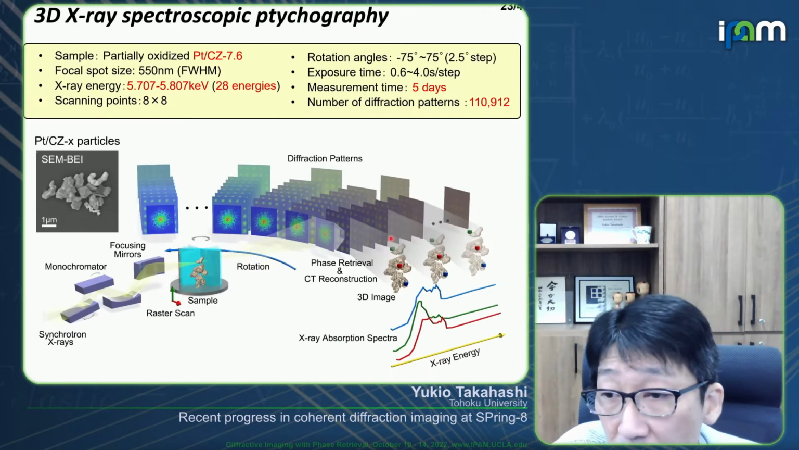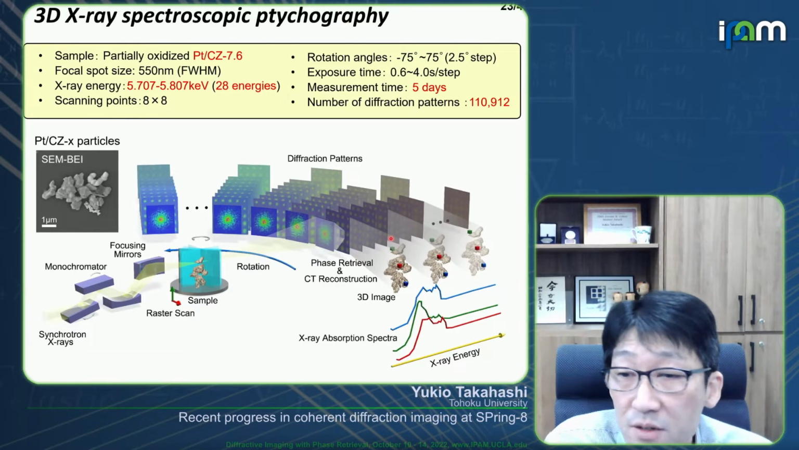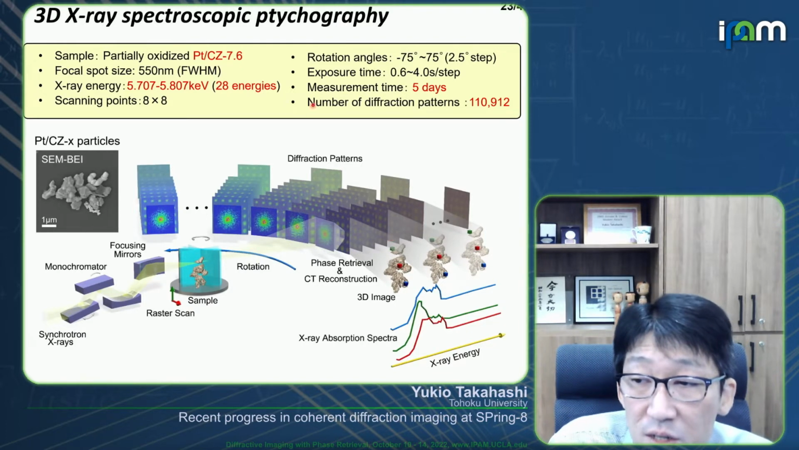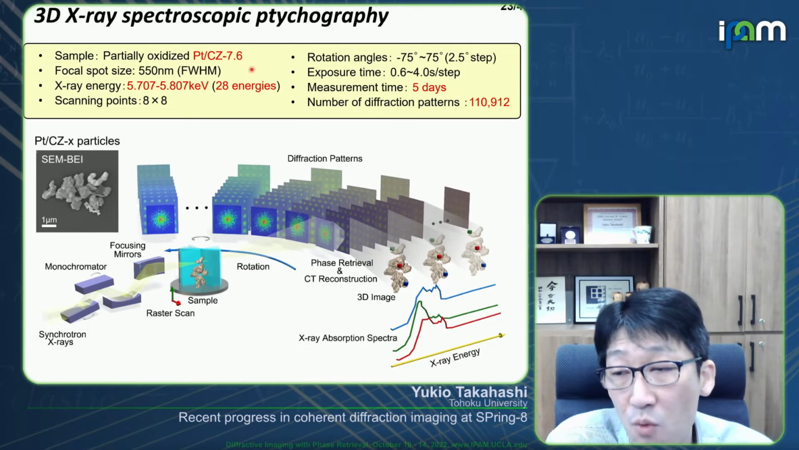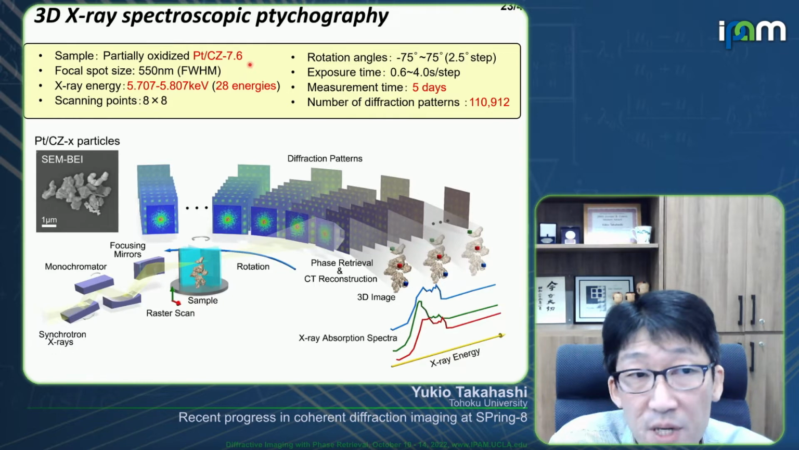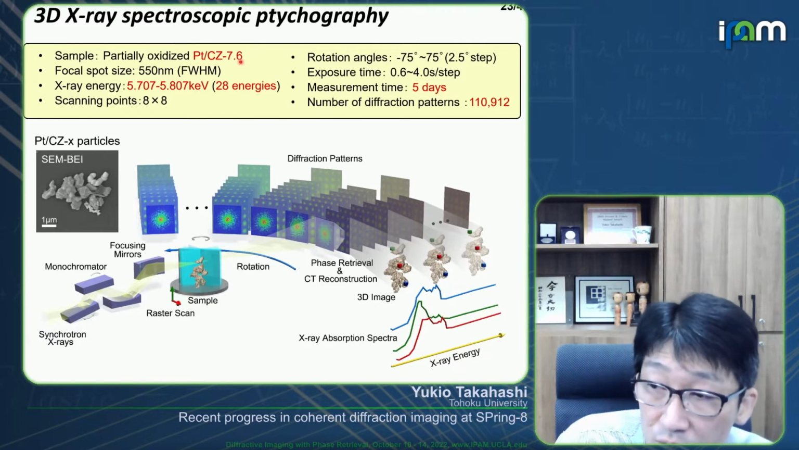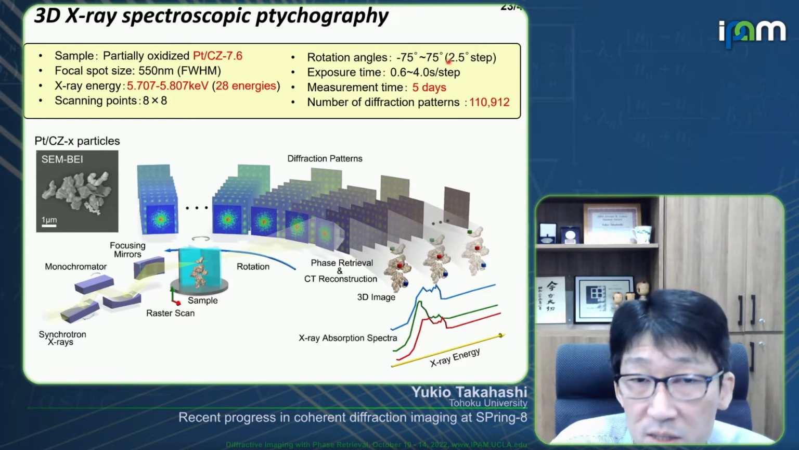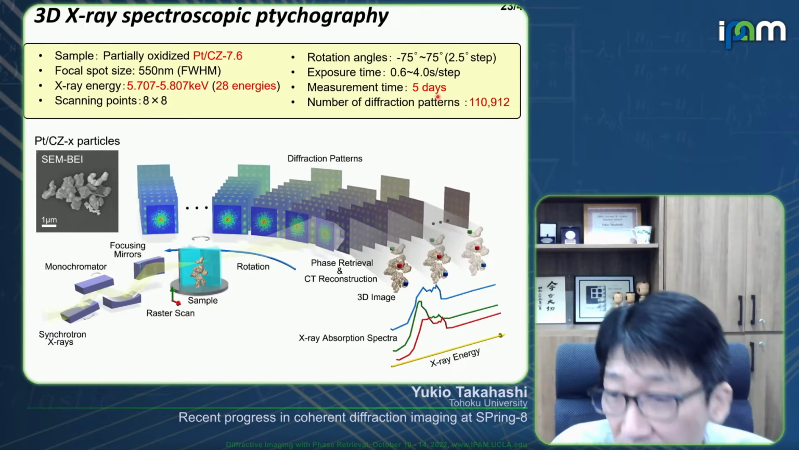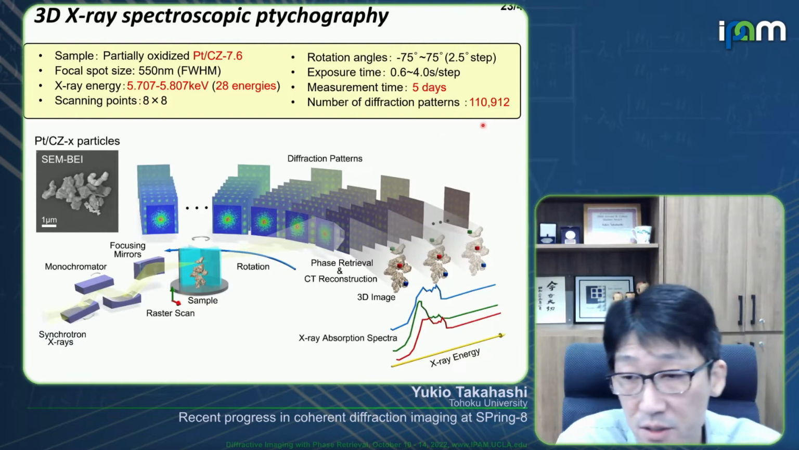So then we tried 3D valence imaging by 3D X-ray spectroscopic ptychography. As you can easily imagine, that is a very, very challenging experiment and reconstruction. The experimental condition here: the sample is only one sample, that is a partially oxidized CZ7.6. So we measured ptychographic diffraction patterns at 28 energies, from minus 75 to 75 degrees in 2.5 degree steps. The measurement time was 5 days. The number of measured diffraction patterns is more than 100,000.